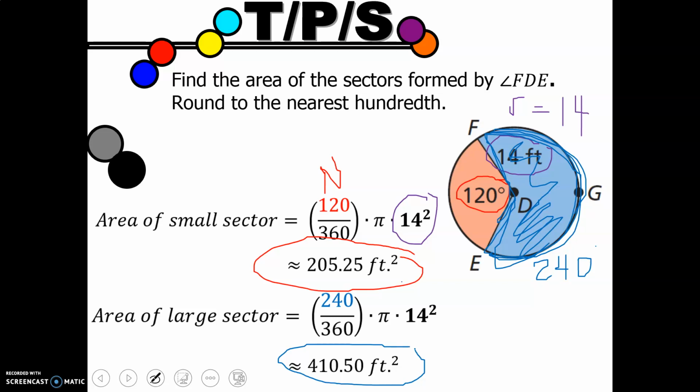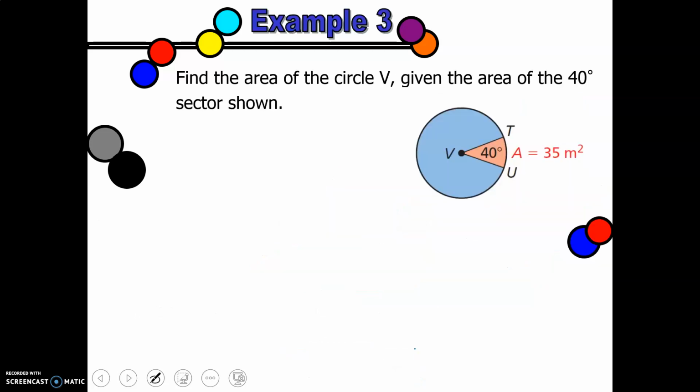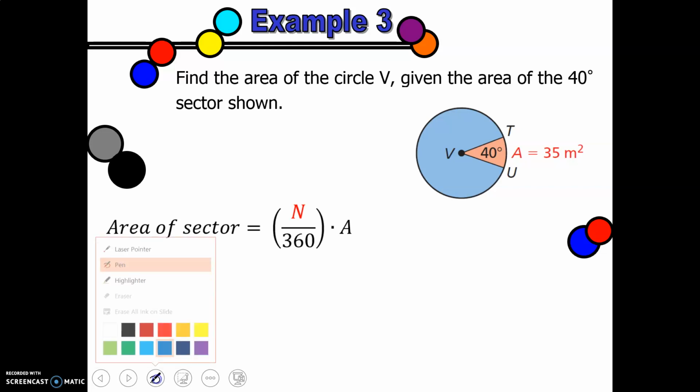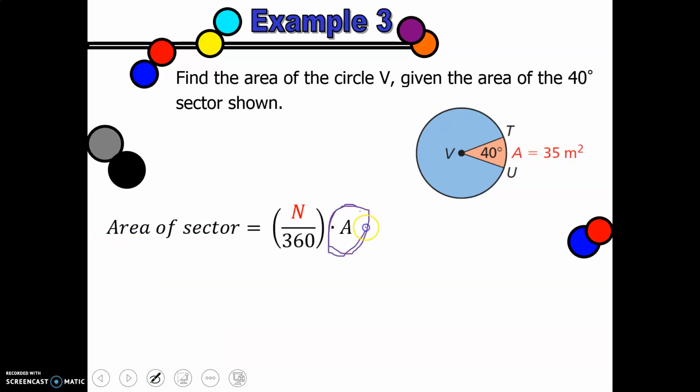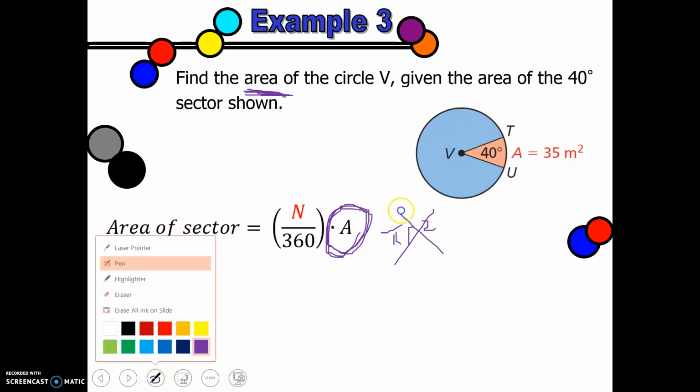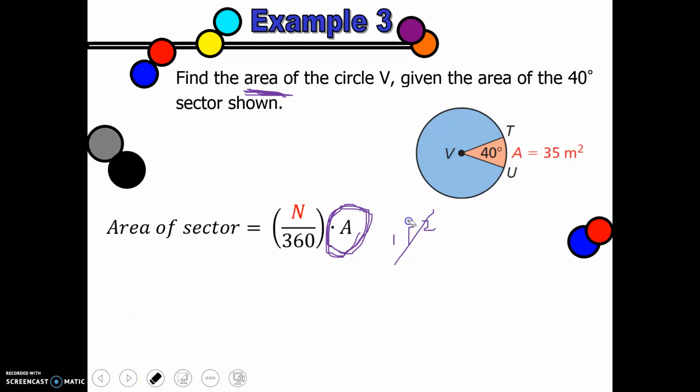All right, one last problem. Example number 3. Find the area of the entire circle V given the area of the 40 degree sector. So this is going to involve some algebra. So I'm going to write out the formula for the area of a sector. And notice that I am just writing, let's use purple here. Notice I just wrote A. I did not write pi r squared because we want the full area of the circle. So I wouldn't want to write pi r squared. Don't write that. That's going to make your life a lot more complicated.